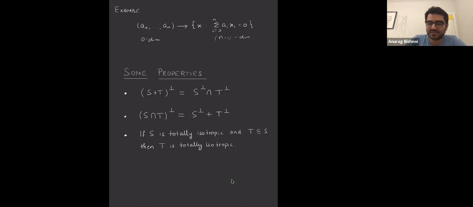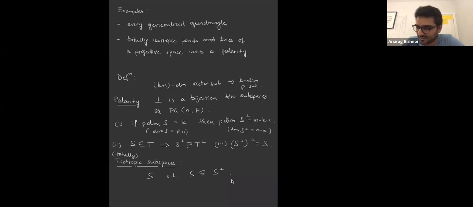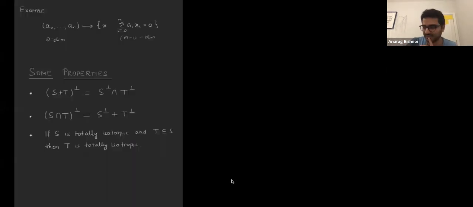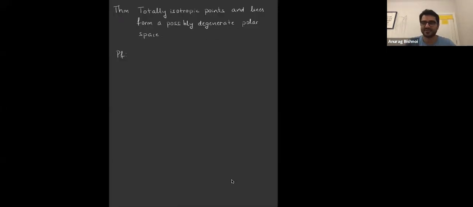I'm trying to make an abstract definition. The polarity is a bijection between subspaces such that a k-dimensional subspace gets mapped to n minus k minus 1. These are the projective dimensions. These are the vector space dimensions. It's incidence reversing, so if S is contained in T, then S perp contains T perp, and it's an inverse of itself. So if you map S, it goes up in the lattice and then comes back if you apply perp again. It's probably not so easy to remember all of this if you're seeing polarities for the first time, but hopefully by the end of the lecture or by the next lecture, you'll remember all of this.